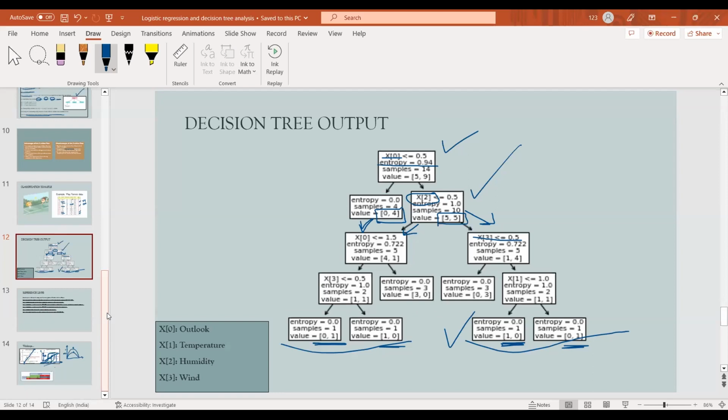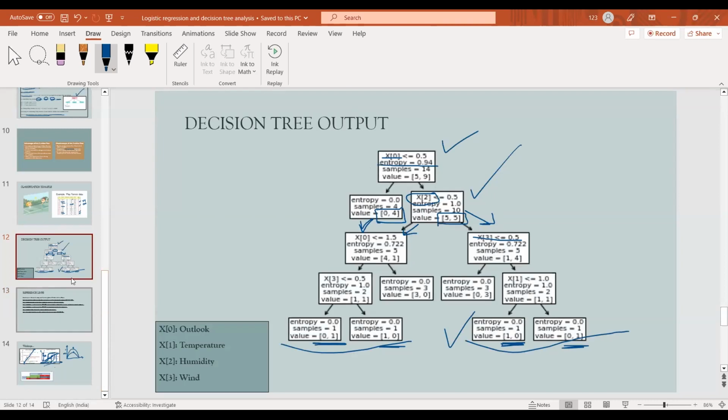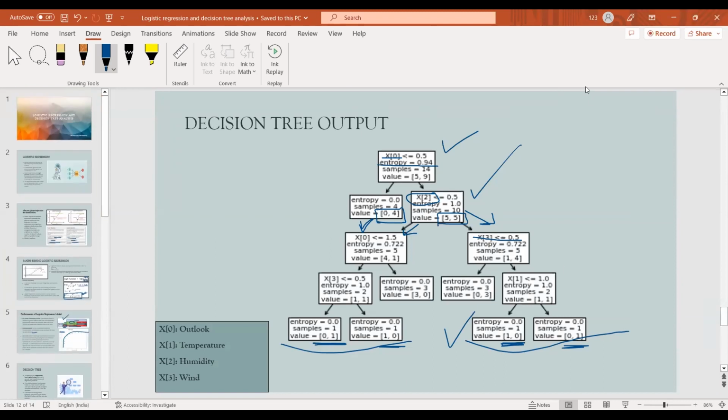So this ends my brief depiction of logistic regression and the decision tree. I have used these reference links. You can find these in my PPT, and you can go over these articles as well. In the end, I would just like to show you one video. If it works, then it's good.